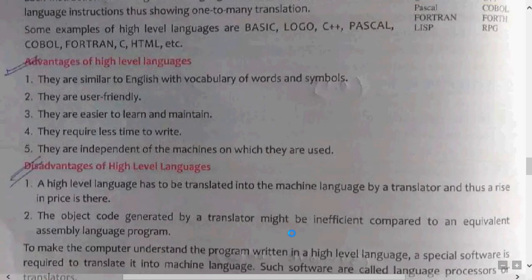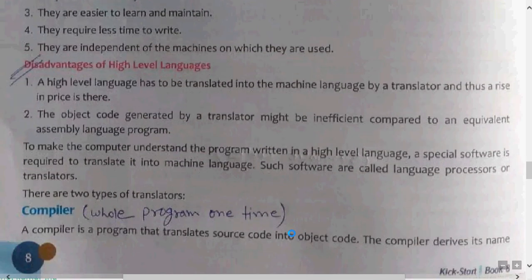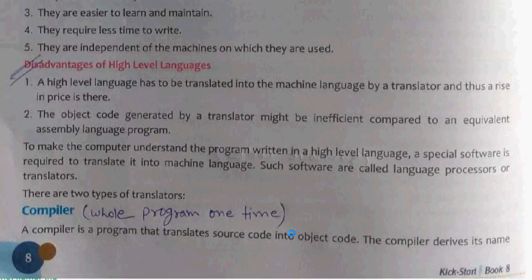Next, about this point, there are some disadvantages also with the high level programming language. A high level language has to be translated into machine language by a translator, and thus there is a price. The object code generated by the translator might be inefficient compared to the equivalent assembly language program. So there are some disadvantages.